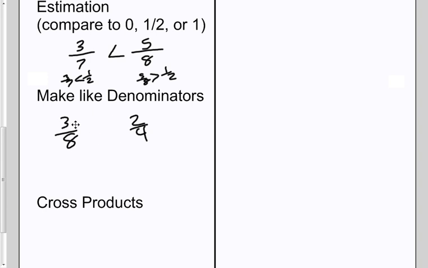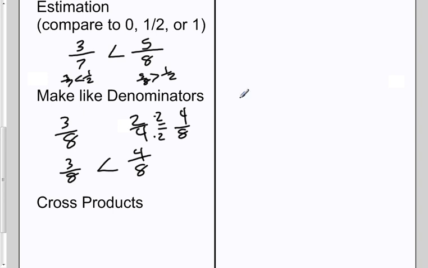So I'm going to choose 8ths as my denominator. So 3/8 will stay 3/8. And then I'm going to change 2/4 to 8ths. So 4 times 2 is 8, and 2 times 2 is 4. So 2/4 is the same as 4/8. Well, now that I have same denominators, 3 pieces is less than 4 pieces. So 3/8 is less than 4/8.